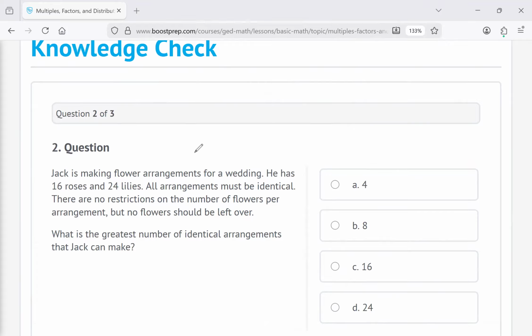Right, so this is when they ask what is the greatest number of identical arrangements Jack can make. I know this is going to be the GCF. They're asking for the LCM, lowest common multiple. So what you want to do, here are the numbers: we have 16 rows and 24 loops. Just like the other ones, make a factor tree.